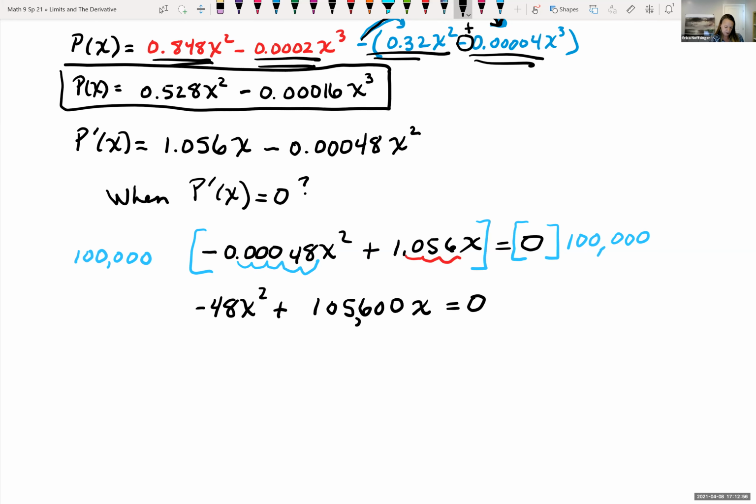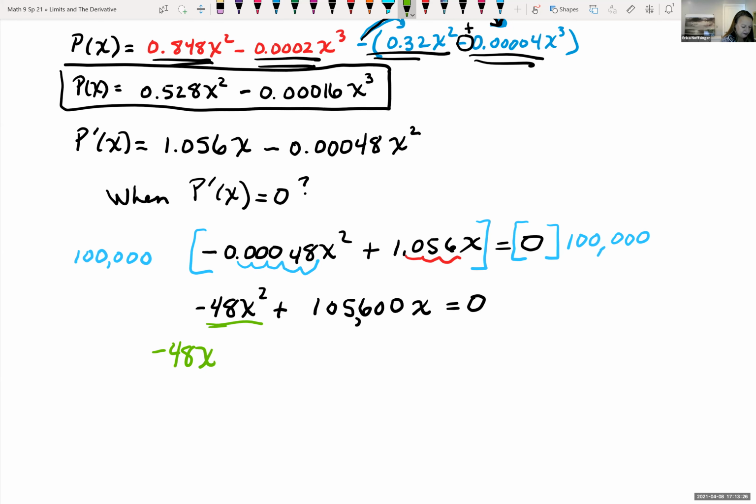So we want 2, and I want to see if there's anything in common. I know they at least have a 2 in common, and I noticed that they have an x in common. Let me just see. It's possible that 48 goes into 105,600. Hey, it does. So let's factor out a negative 48x.